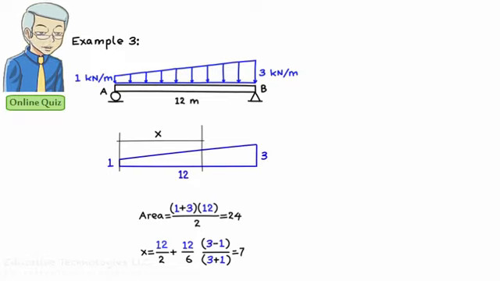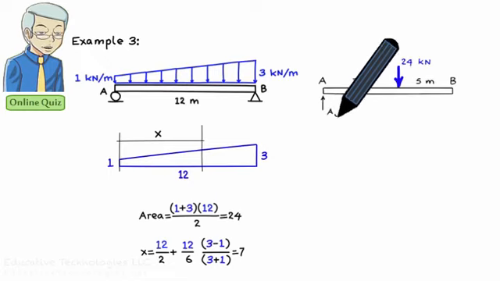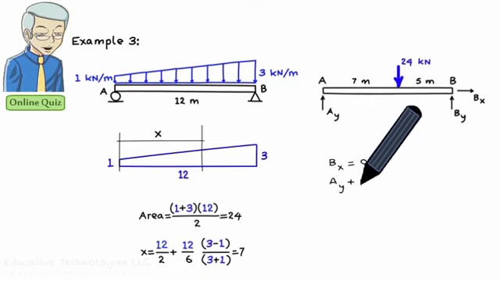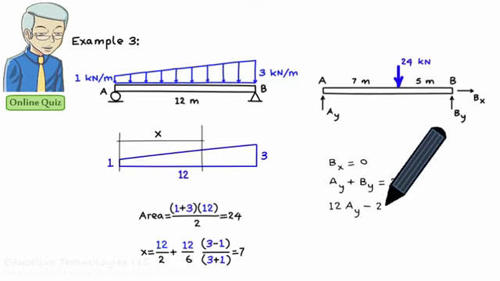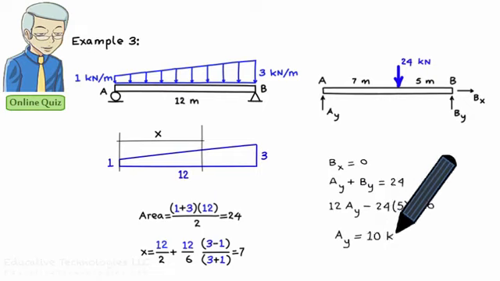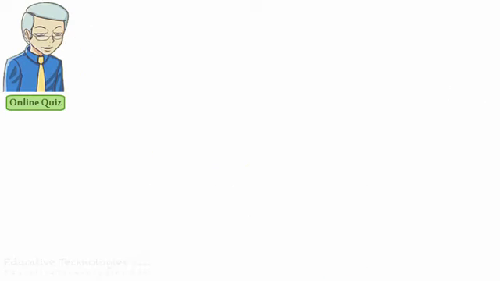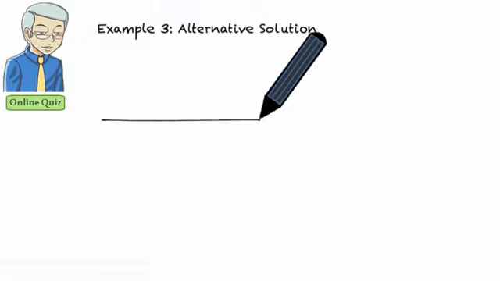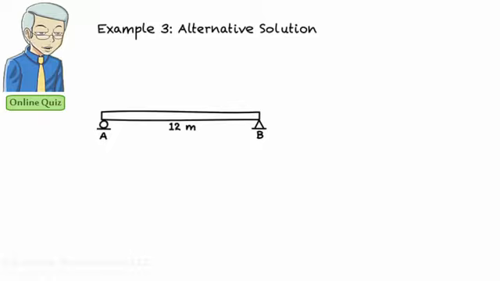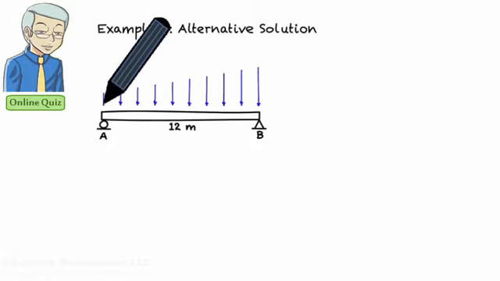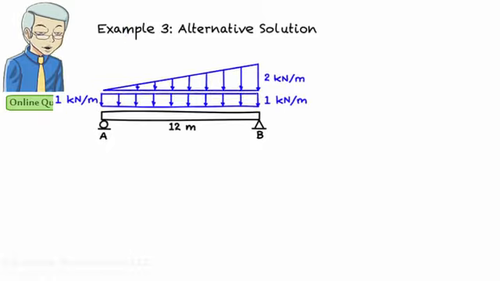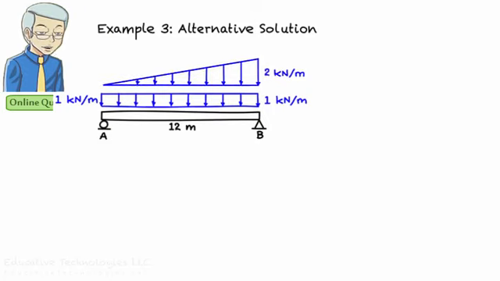So here is the free body diagram of the beam when the distributed load is replaced with its equivalent concentrated load. We can now write the equilibrium equations and solve them for the unknown reactions. An alternative formulation for this problem involves decomposing the trapezoidal load into a rectangular load and a triangular one, such that if we add the triangle to the rectangle, we get the trapezoid.